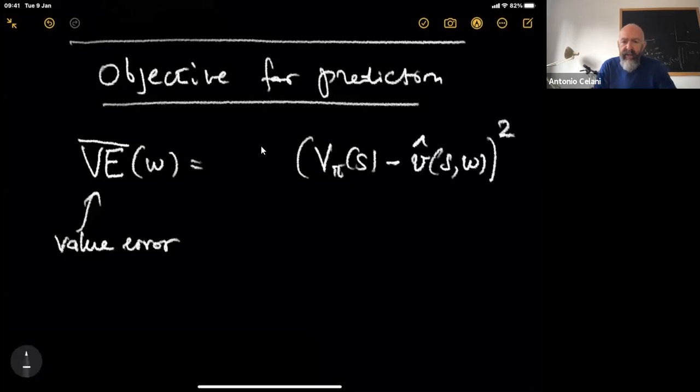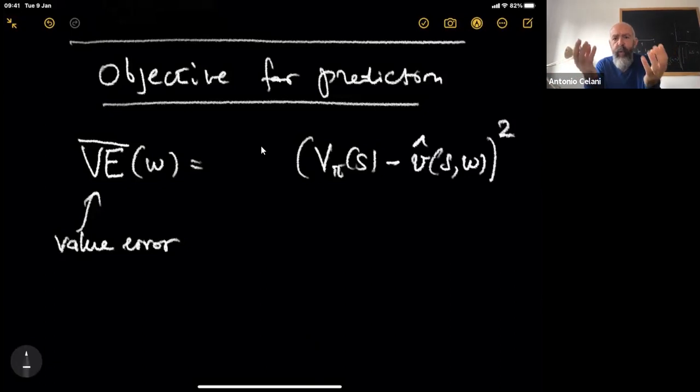Squared. So this is, for each state, how far my approximation is from the true value for that state, given a set of parameters. But of course, this is not enough. I have to find a way to sum up over all possible states. And how do I do it?